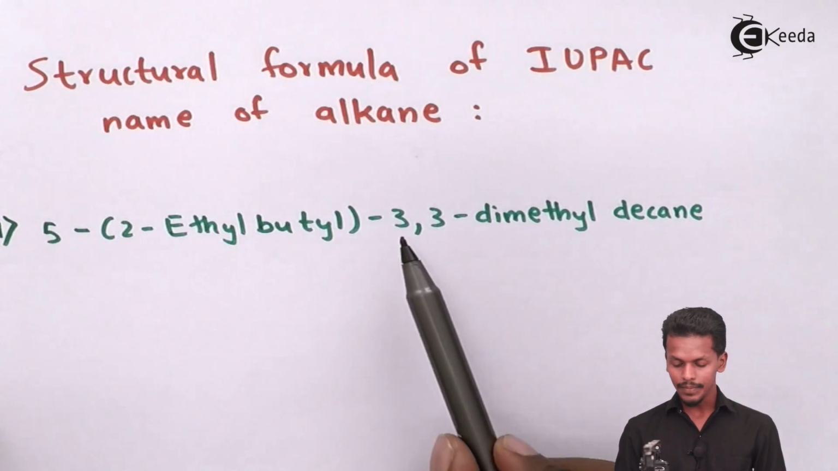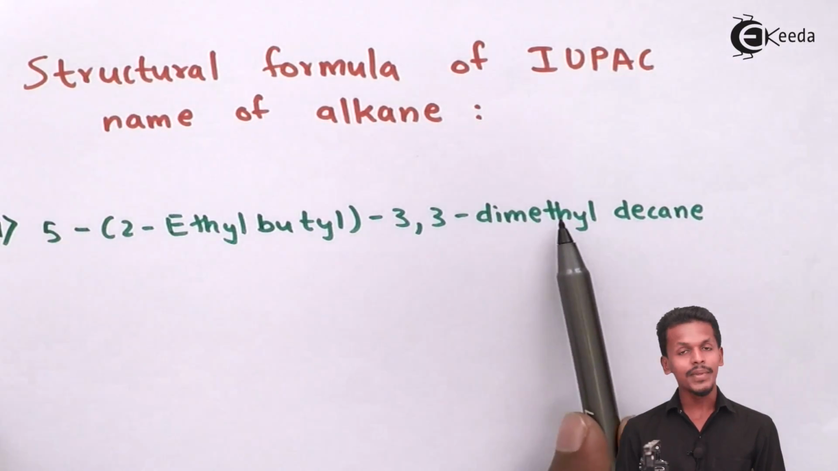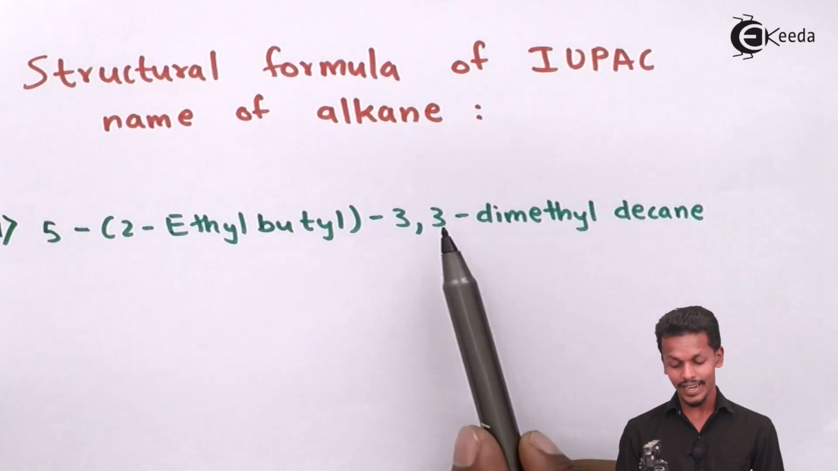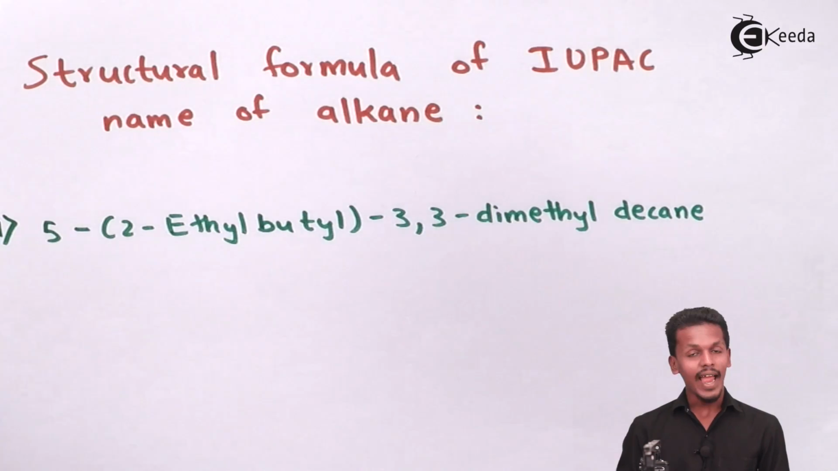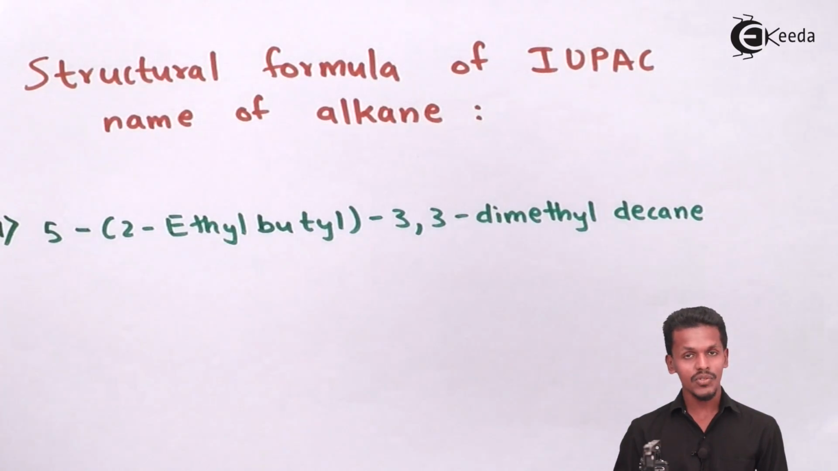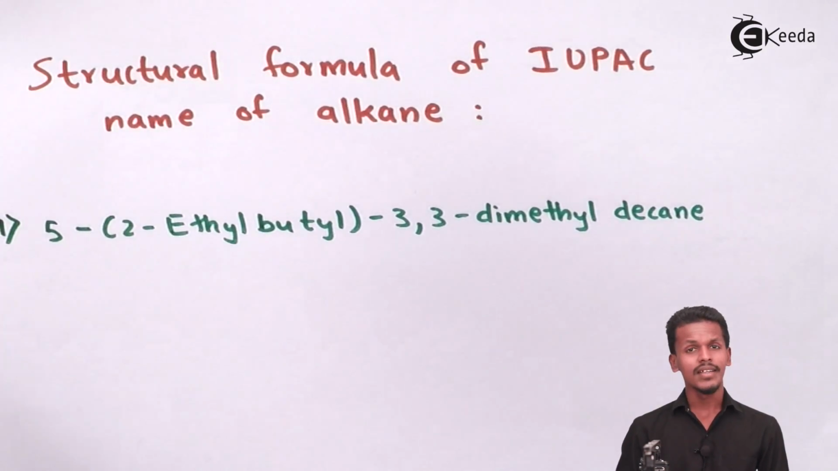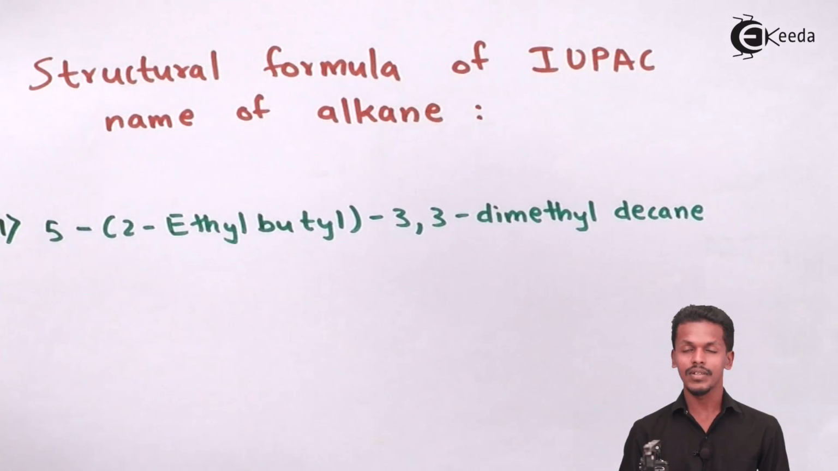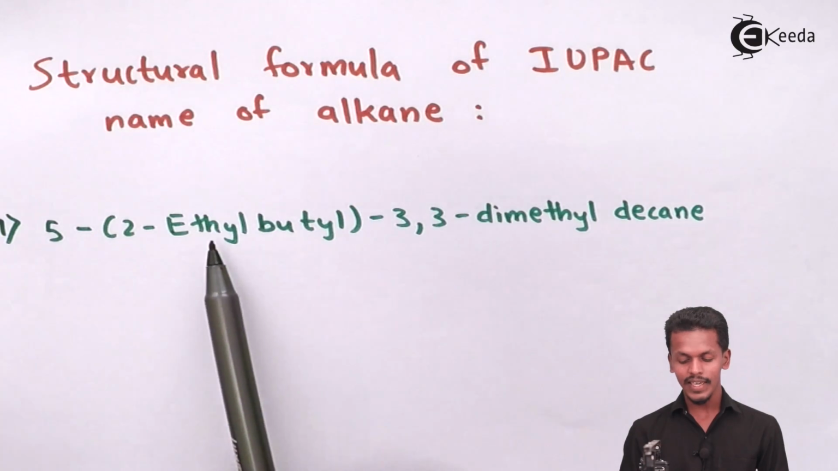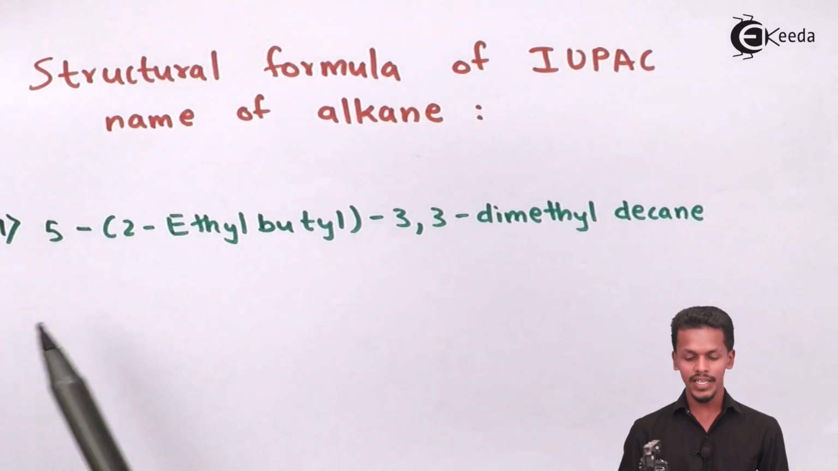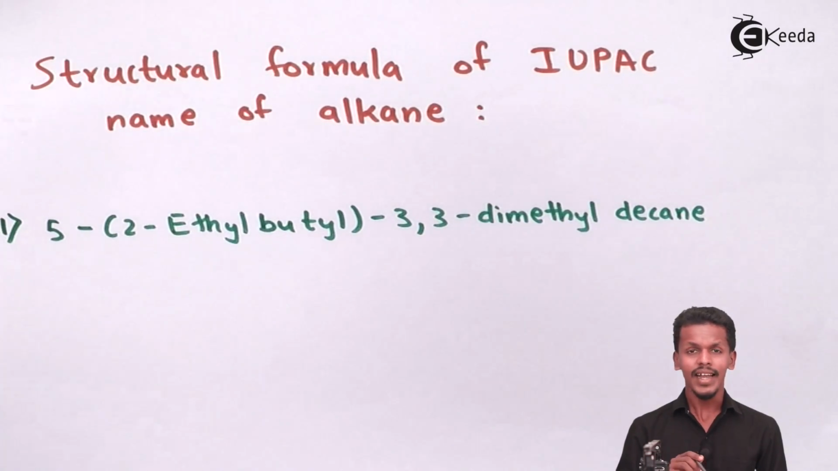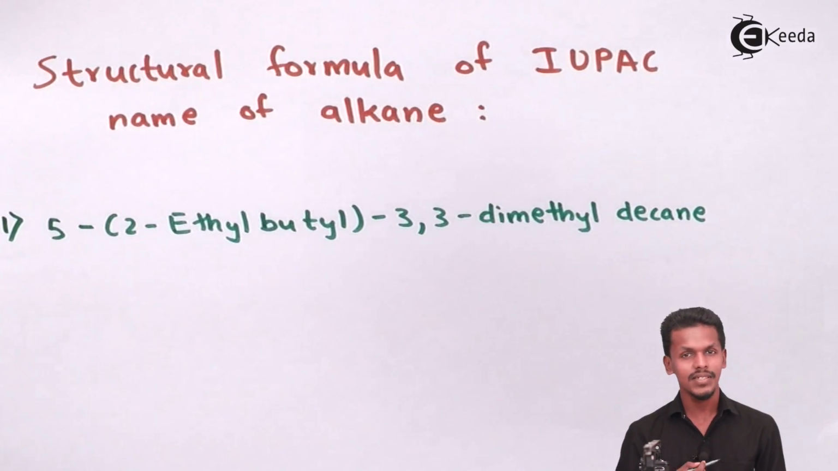It basically has 3,3-dimethyl. As you can see, there is a substituent at position number 3, and again at position number 3, and I can see that at position number 5 there is also a substituent. The substituent attached on the 5th carbon atom is 2-ethylbutyl. So how can we write this 2-ethylbutyl? This is very simple to understand.